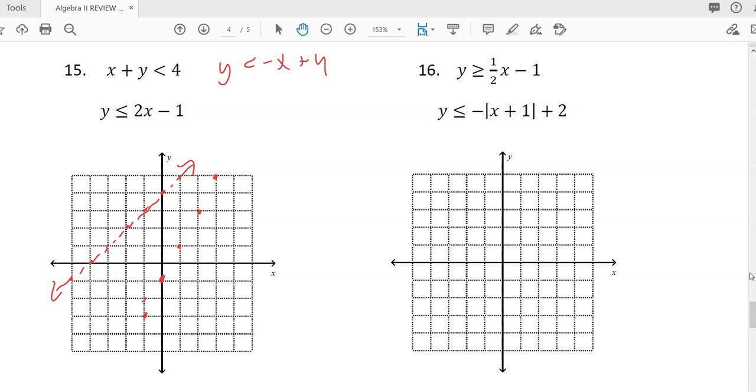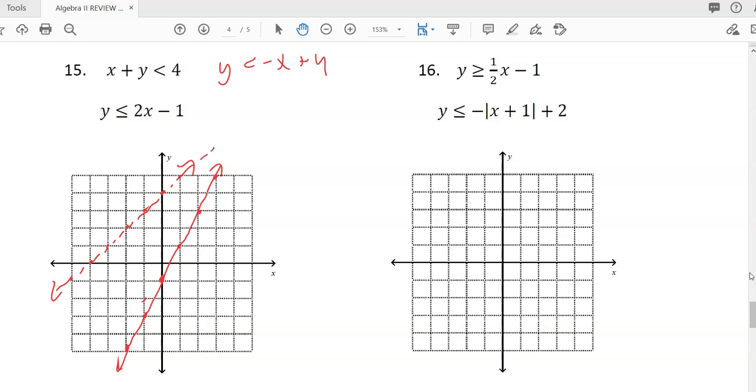Oops, right here. I missed that point. That's going to be a solid line. That's going to be shading below. So below both lines. So below the dotted line and below.